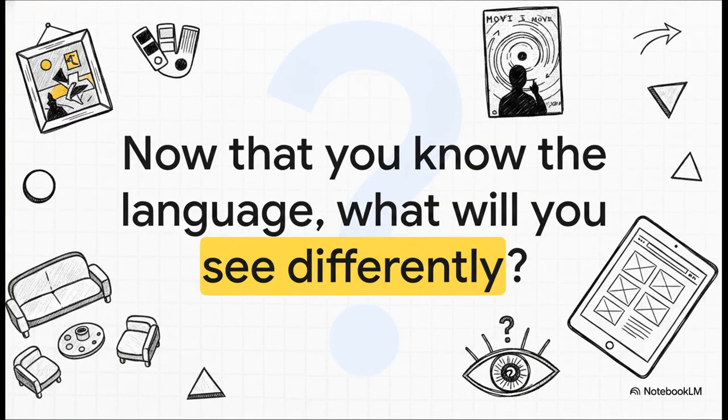So, you now have the key. You can decode this language. The next time you look at a painting, or a movie poster, or a website, or even just the way a room is laid out, you can start asking those questions. Why'd they pick that color? What's up with that shape? How is the empty space moving my eye around? You've literally been given a new way to see the world. So the only question is, what are you going to find?